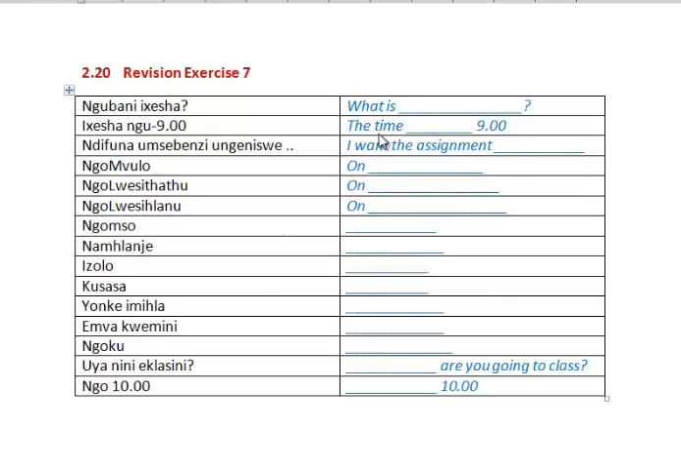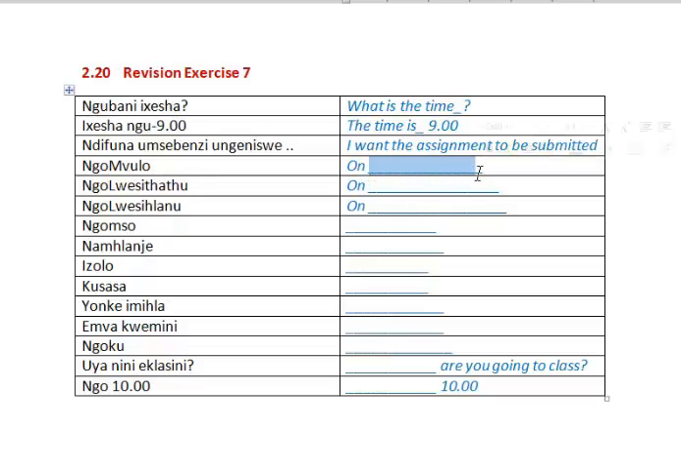And then just a short revision exercise on time. Ngubani ixesha, what is the time? Ixesha ngu-9, the time is 9 o'clock. Ndifuna umsebenzi ungeniswe. I want the assignment to be submitted.